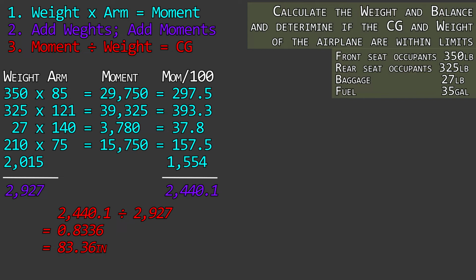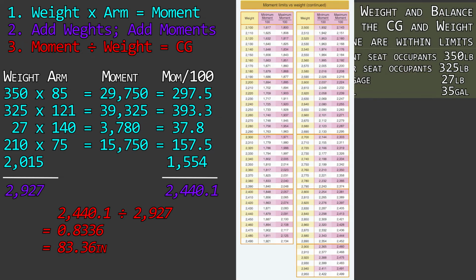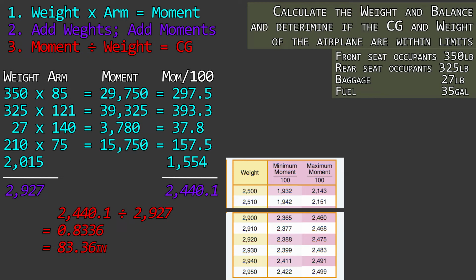So now let's look back at the question. The question says, calculate the weight and balance and determine if the CG and weight of the airplane are within limits. This is where our second chart comes in. Our weight was 2927. So if we look down, 2927 happens to fall in between 2920 and 2930. Now if you're a nerd like me, you can interpolate, and for 2927, we have to be between 2395.7 and 2480.6. If you're not a nerd, you can just see that 2440 happens to fall in between all the numbers that are there. So there we go. We're within weight and balance limitations.